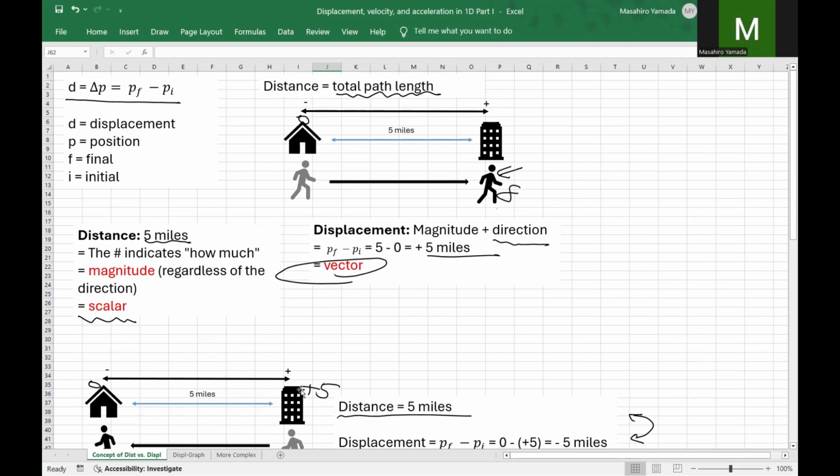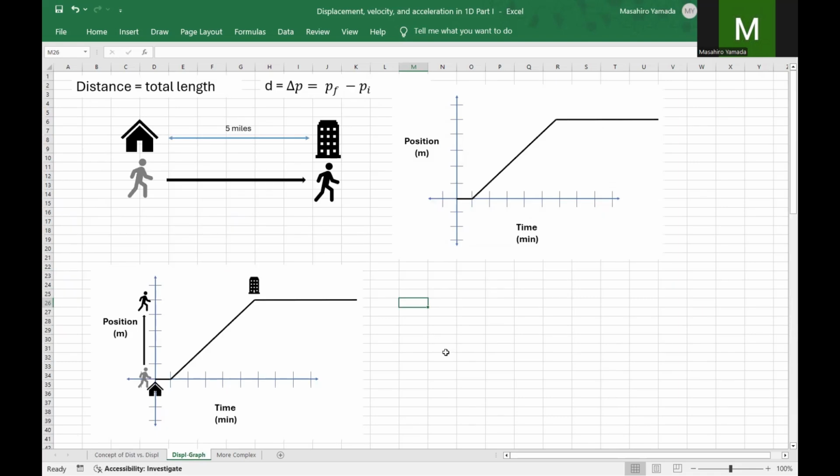So now I think you understand the difference between displacement and distance. We're going to move on to what the displacement looks like when you actually plot it over time. In the first example, where he moved from home to his workplace, he changed his location from one point to another. He walked completely straight.